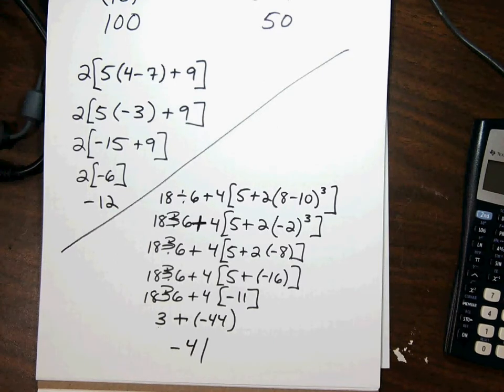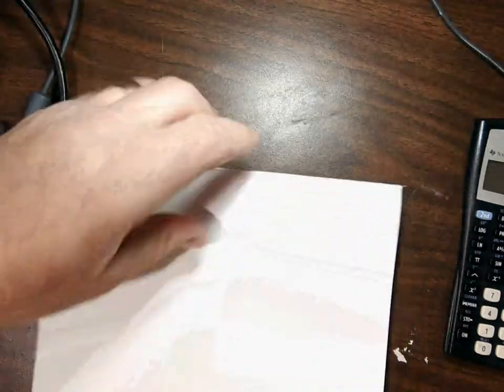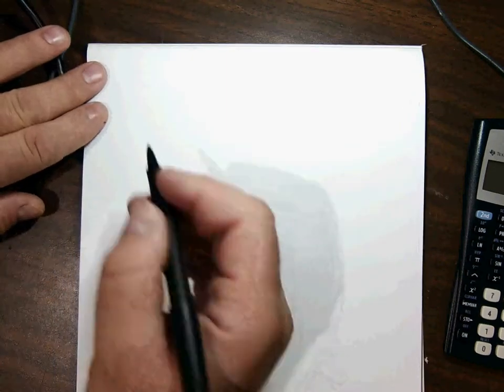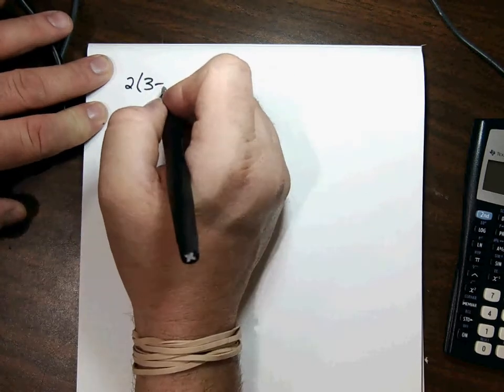Let's do one more, right? Let's do a big messy fraction one. Oh, yeah. Not like that fraction one that I skipped. That's the true messy fraction. This is an easy fraction one. This is a big old fraction one.